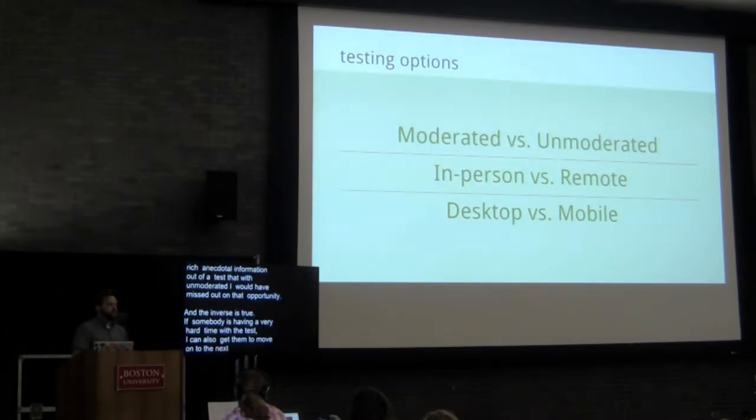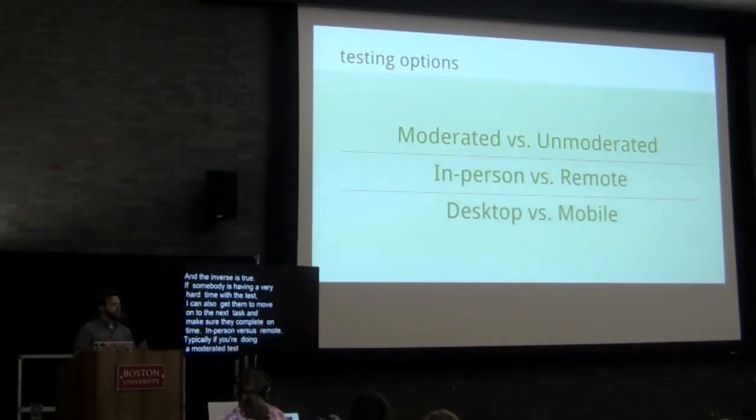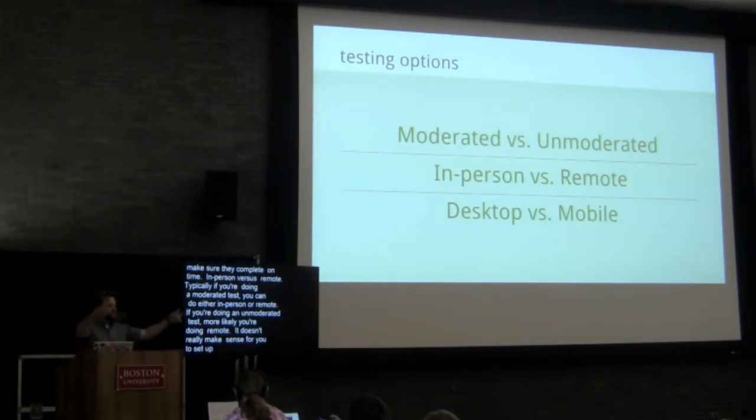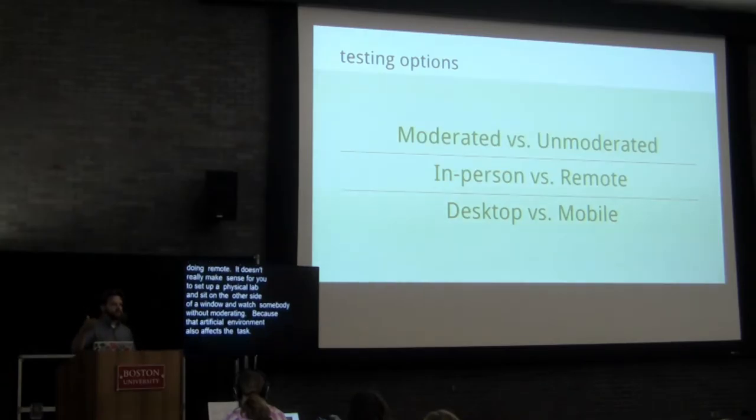In-person versus remote. Typically, if you're doing a moderated test, you can do either in-person or remote. If you're doing an unmoderated test, more likely you're doing remote. It doesn't really make sense for you to set up a physical lab and sit on the other side of a window and watch somebody without moderating, because that artificial environment also affects the test. So if you're doing an unmoderated remote test, that probably has the lowest bias.